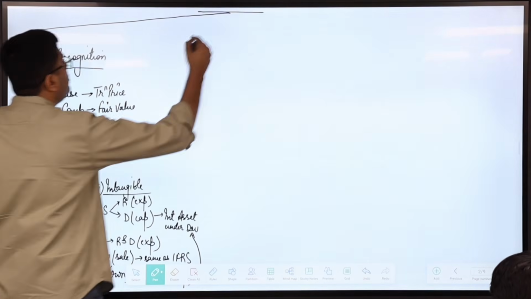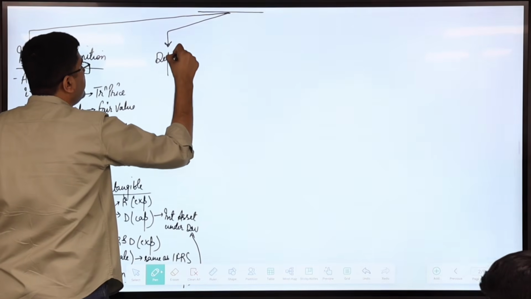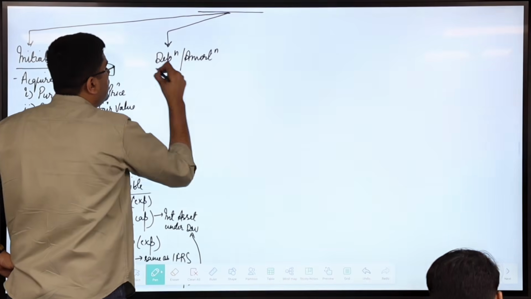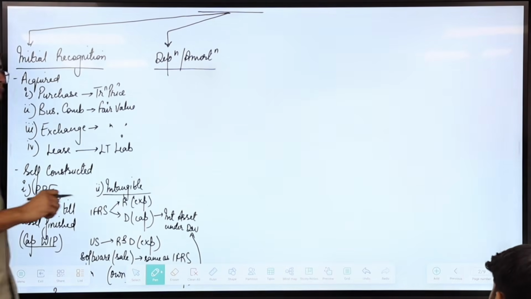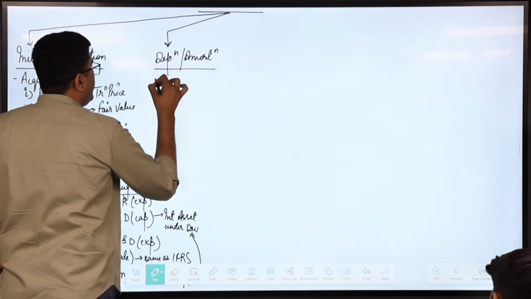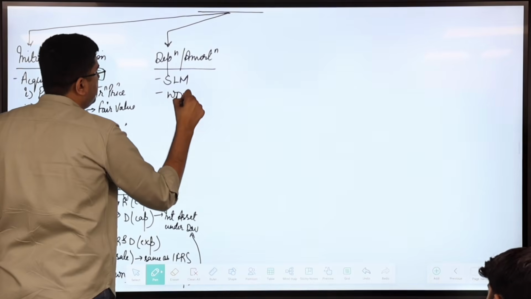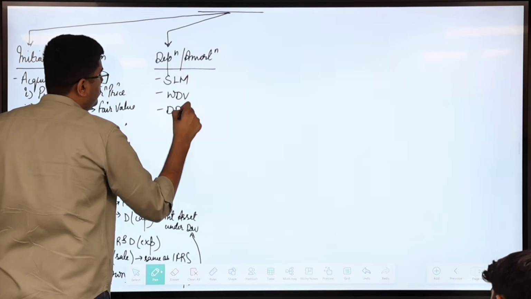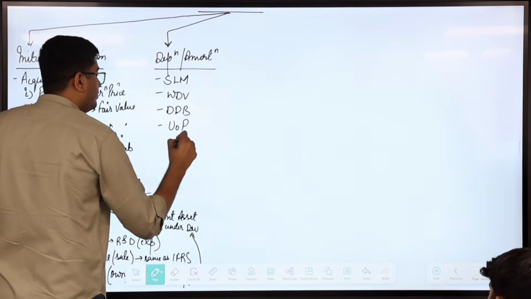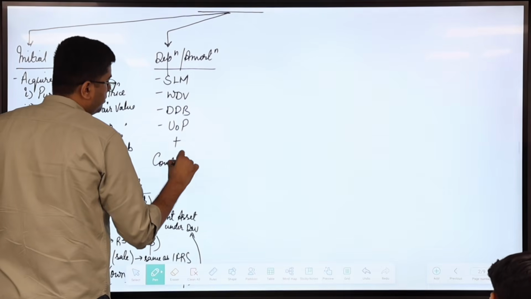Then, apart from initial recognition, we then had discussion of depreciation or amortization. Depreciation means allocation of cost over the life of asset. So over here we had methods: straight line method, WDV method, double declining balance, and units of production method. Apart from this, we also covered component-based depreciation.